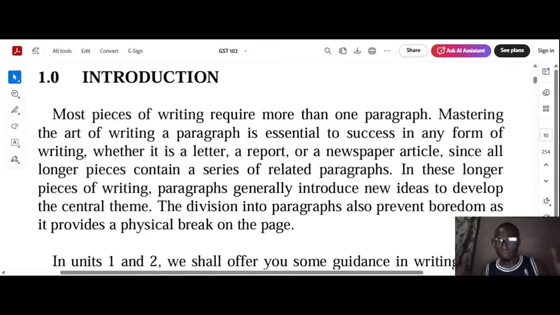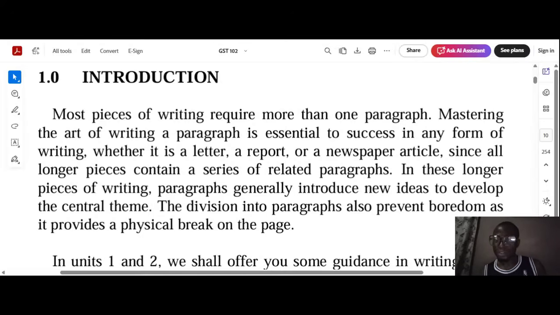So let me move on in my reading. In these longer pieces of writing, paragraphs generally introduce new ideas to develop the central theme. The division into paragraphs also prevents boredom as it provides a physical break on the page. This introduction is trying to give you some insight into the importance of a paragraph.